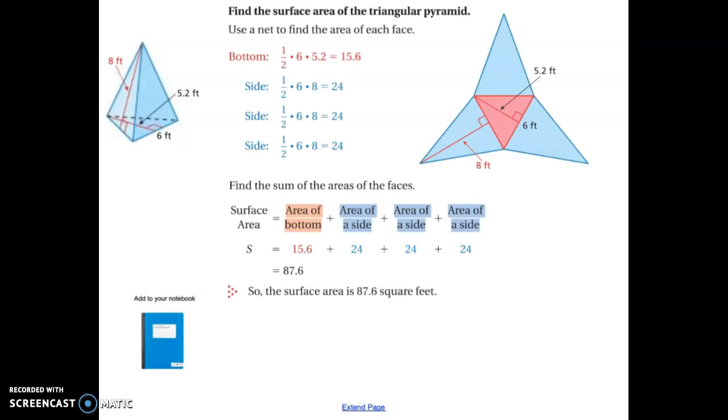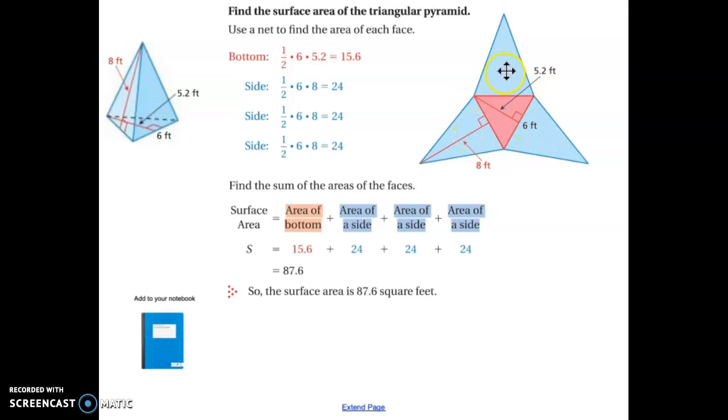All right, so here we have the bottom is a triangle, so we have to use that formula for a triangle. So 6 times 5.2 feet is the height of that base. And so then we divide that by 2, and that gives us 15.6. Each side is 6 times 8. 8 is the height. 6 is the base, obviously. And then we're dividing that by 2, so we're getting 24. And we have 3 of those because we have a triangular base. So if we look over here at the net, there's my base. That pink triangle is the base.